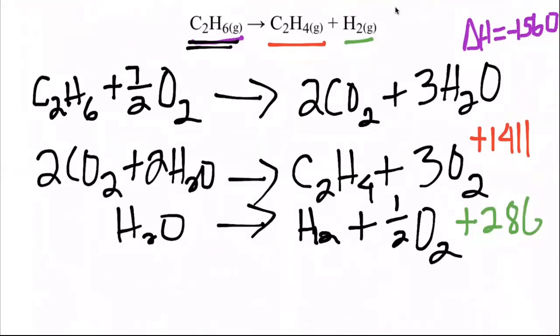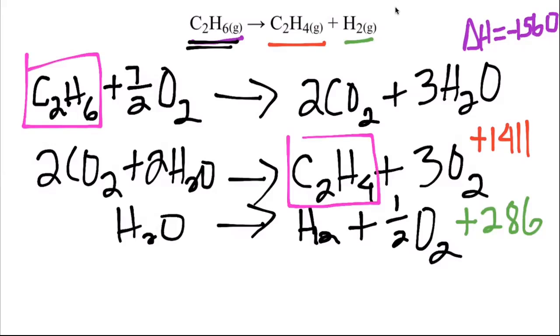Okay, so what I need to do now is check, have I set these equations up correctly? So what I want to do is first isolate where are the things I want. So here's the C2H6 on the reactant side, and there's only one of it. Here's the C2H4 on the product side, and here is the H2 on the product side. So I have the correct amounts of all the things I want in my final reaction, and they are on the correct side of the equation.